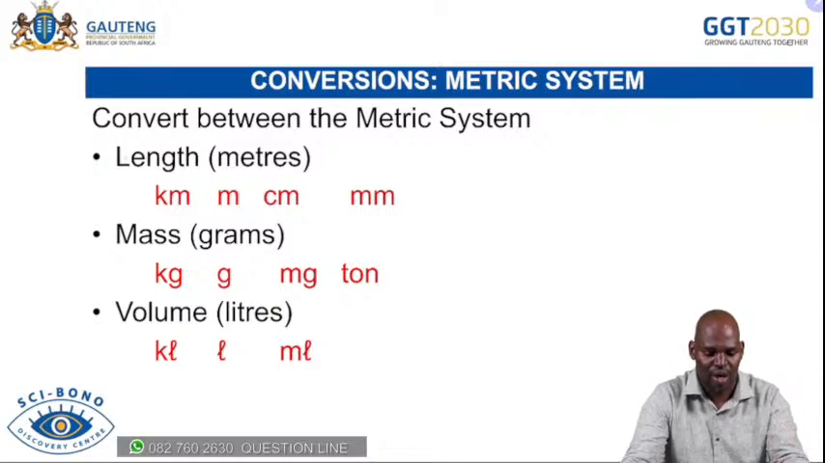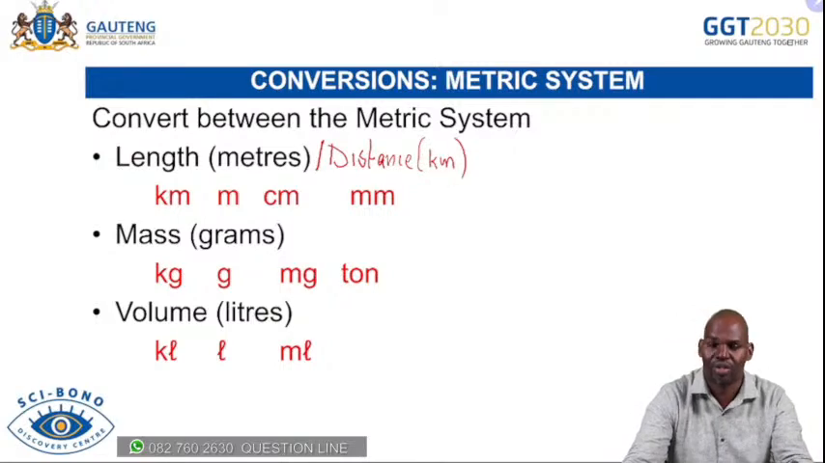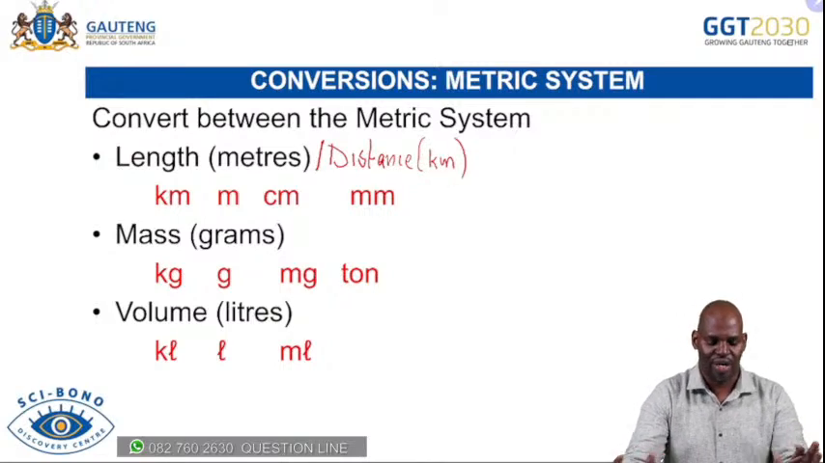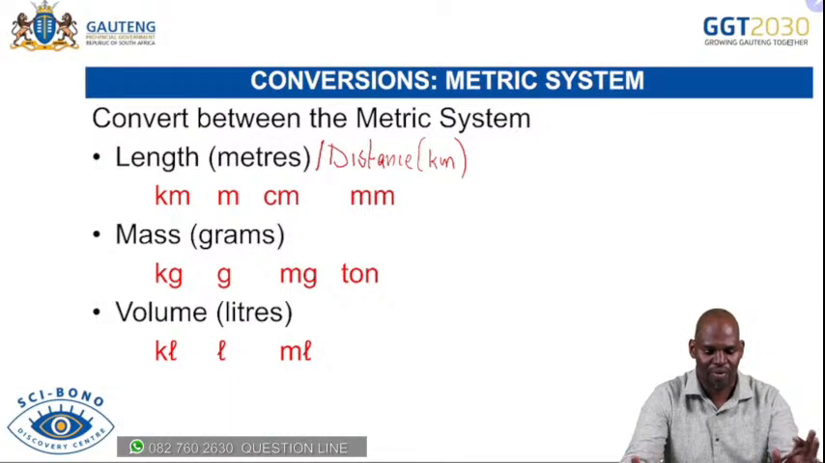So this one is either length or we can say distance. But we know that distance will be in kilometers. So this is when we convert either a length or a distance, or we convert a length to a distance or a distance to a length, okay? Now, the units that we are going to use are kilometers, meters, centimeters, and millimeters. These are the only units that you convert between when we talk about the metric system.